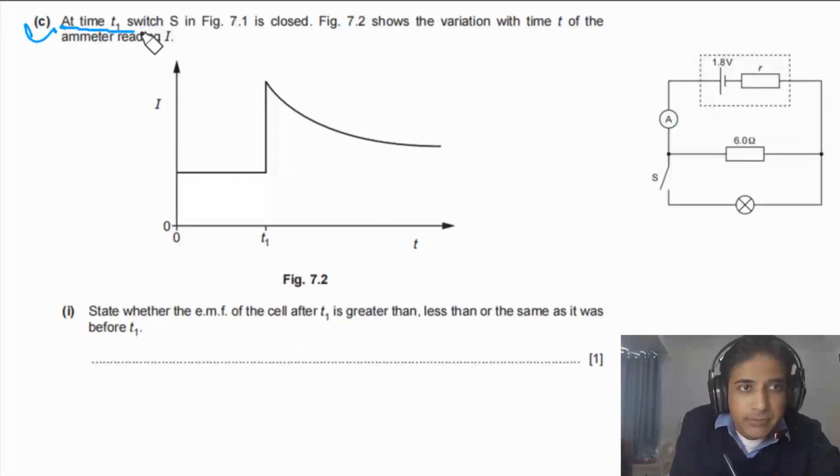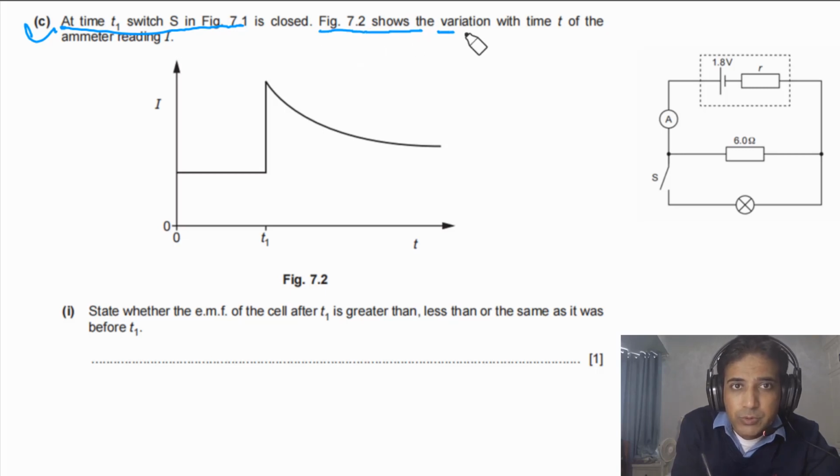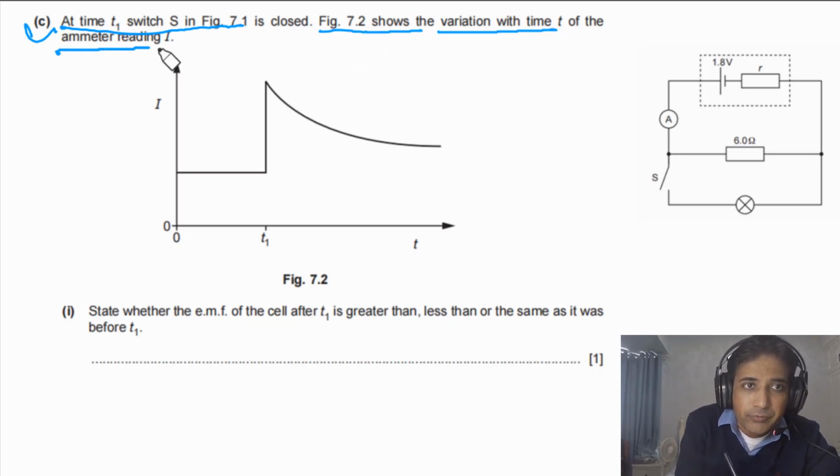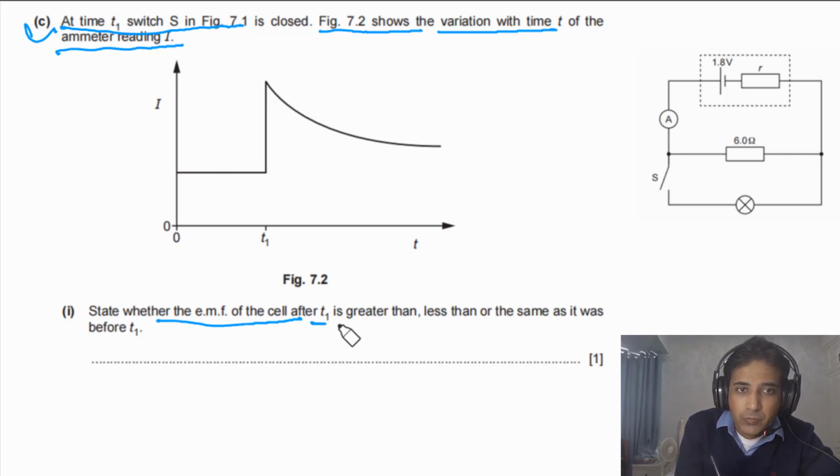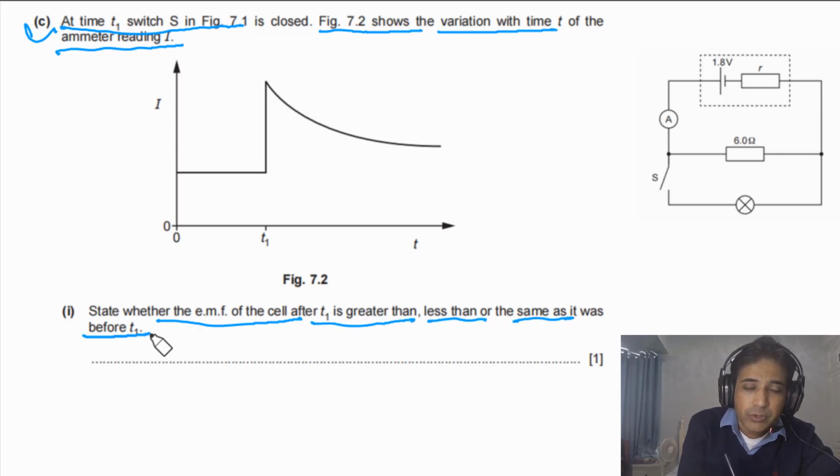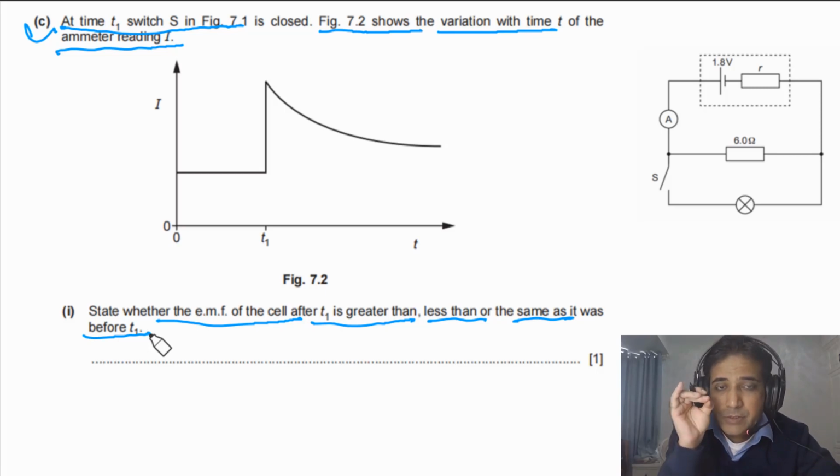Part C says at time t1 switch S in figure 7.1 is closed. Figure 7.2 shows the variation with time t of the ammeter reading I. State whether the EMF of the cell after t1 is greater than, less than, or the same as it was before t1. We need to understand EMF is a property of the cell, and that depends on the chemical reaction taking place inside the cell. So it does not depend on external components. So it means that EMF remains the same.